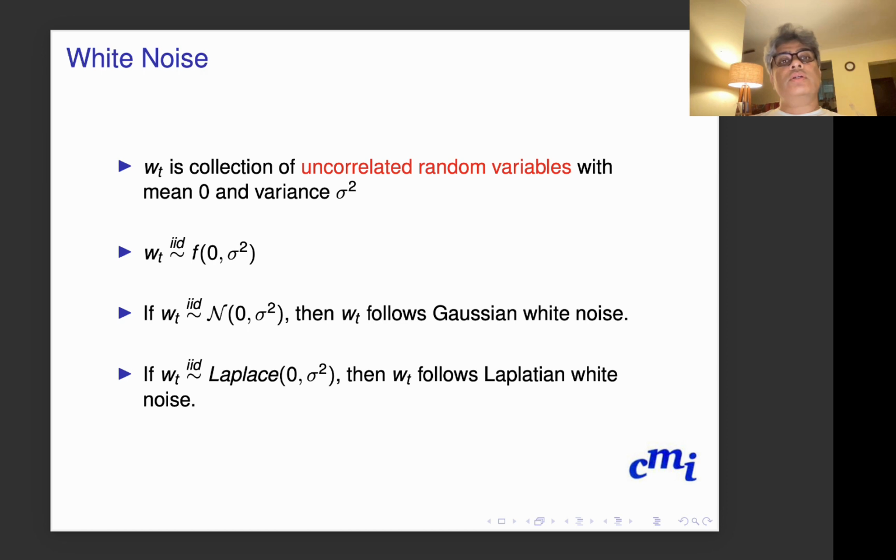Suppose Wt is a collection of uncorrelated random variables with mean 0 and variance sigma square. We are not talking about what distribution it is. So we're writing it as Wt is IID random variables with some distribution F with mean 0 and variance sigma square. Now if you choose F to be Gaussian, then Wt follows IID normal(0, sigma square), and if you choose F to be Laplace distribution, then you will have a Laplacian white noise.